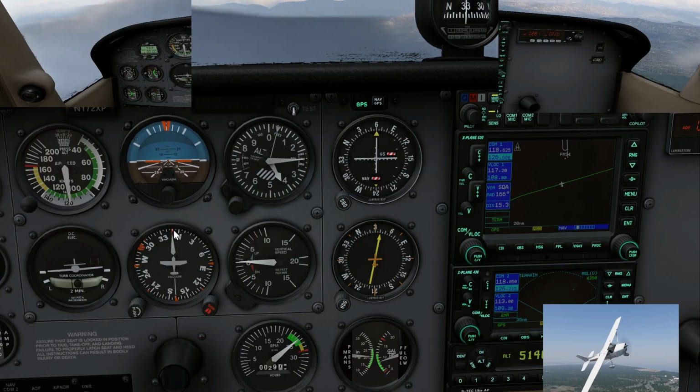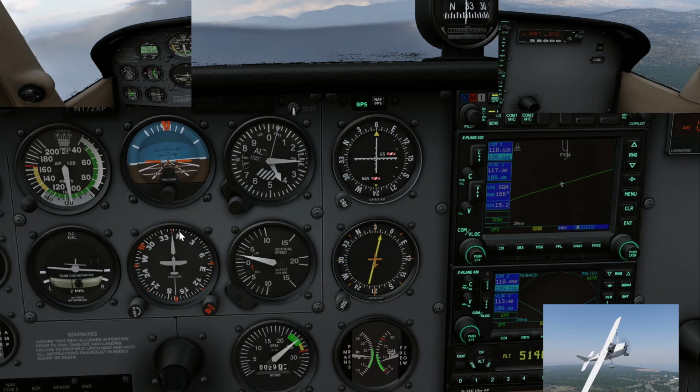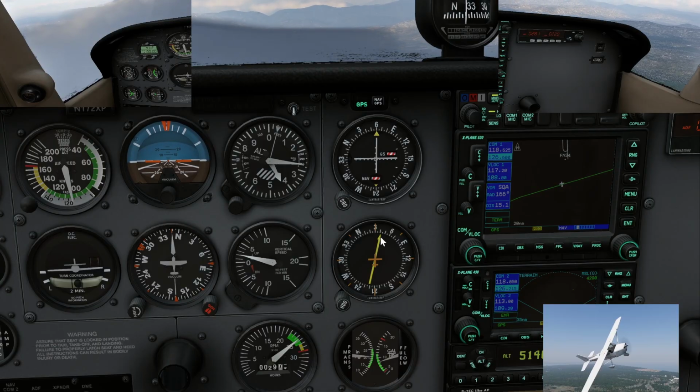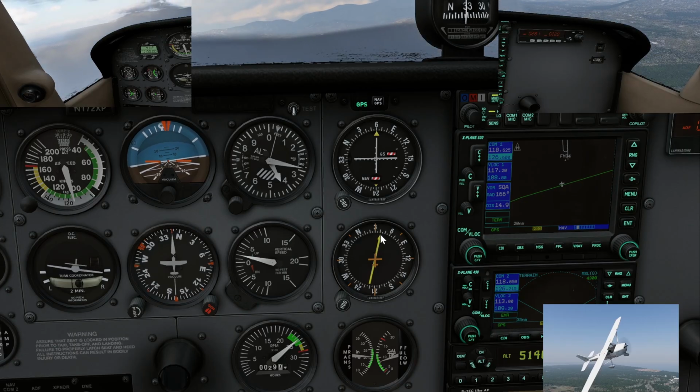There it is, 357. And 347, 10 degrees. Notice the pointer is still right around 10 degrees. That's our wind correction angle. If you're ever unsure, just turn back to your heading.